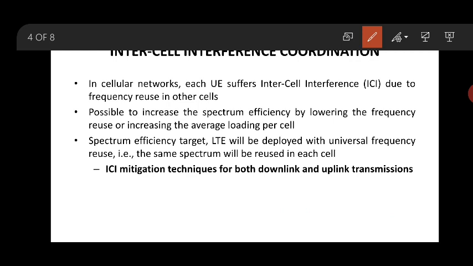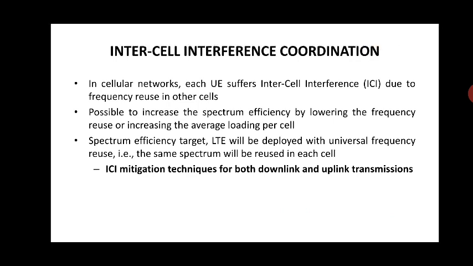And the average loading per cell. By making use of this, we can serve more users using frequency reuse. That is why LTE is deployed with universal frequency reuse, that is, the same spectrum is reused in each cell.